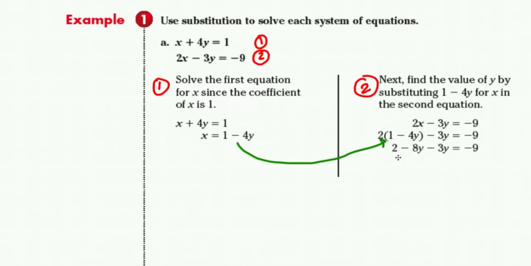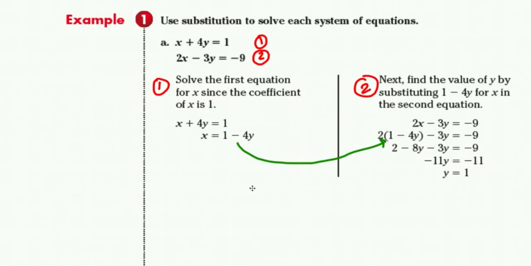And we simply solve for y. Distribute. Remember, we need to simplify this expression before we can solve for y. And then we end up with negative 11y equals negative 11, subtracting 2 from both sides and adding negative 8y minus 3y. Then we simply divide both sides by negative 11. We end up with y equals 1. So now we found the value for y.